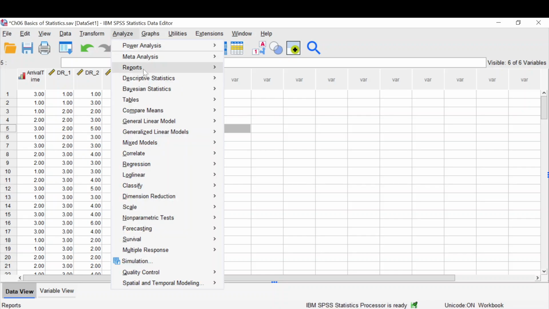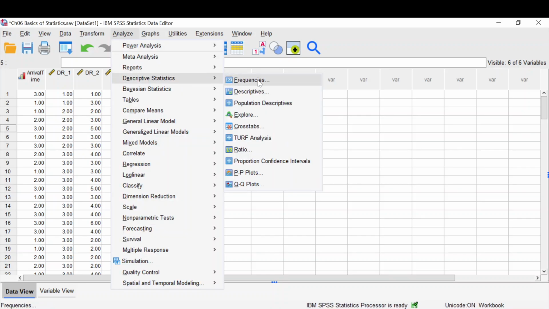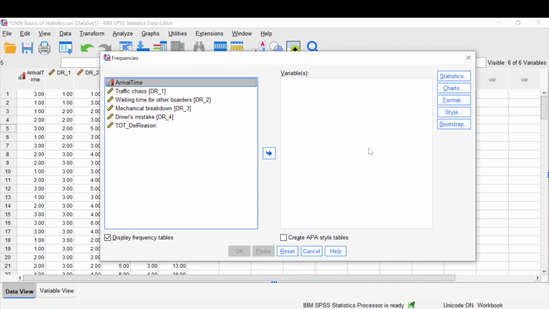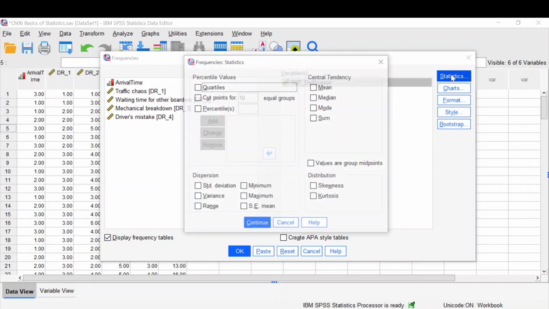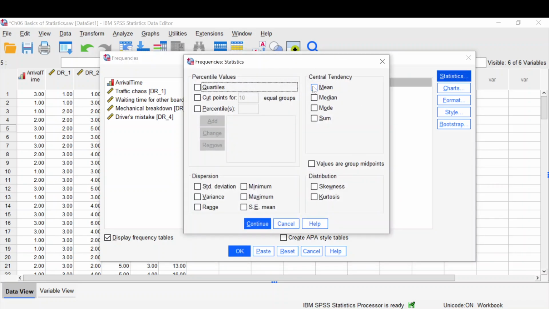So let's go into analyze, descriptive statistics, and frequencies once more. And here we're going to take our total delay reason variable and move it into the variables box. Next, I want you to choose statistics, and we're going to select the 3 measures of central tendency: mean, median, mode. We're also going to choose the minimum and maximum. And this time, we're also going to include skewness and kurtosis. And then hit continue.